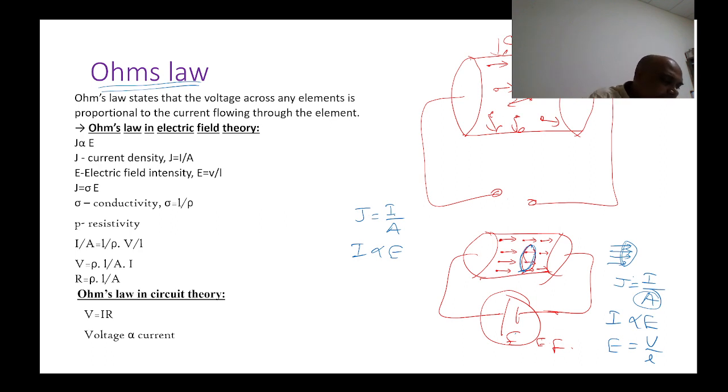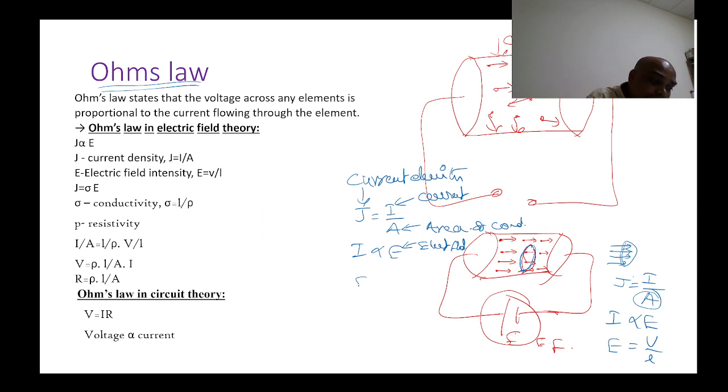J represents current density, I represents the current passing through that area, and A represents the area of the conductor. But the current passing through the area depends on the applied electric field.